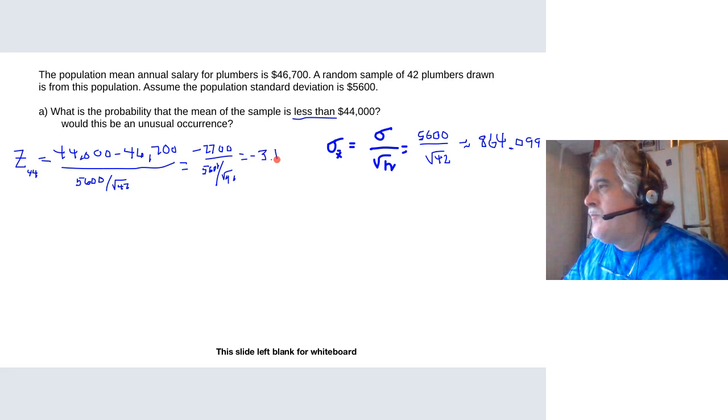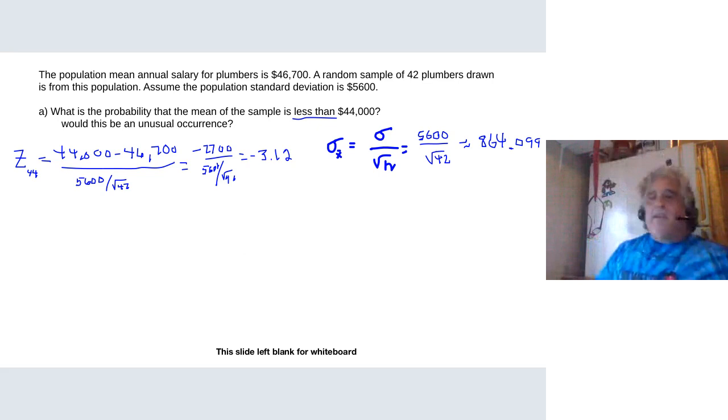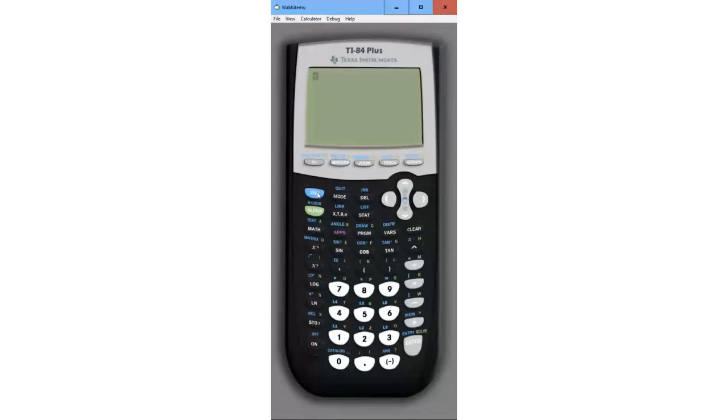So it comes out to negative 3.12. All right. Now, once we got a z-score, we just proceed as we have been. So let's just go back. I'll show you this time. So now we're going back the forward. We're going to go to the normal CDF, and we're just going to put here the negative 3.12.